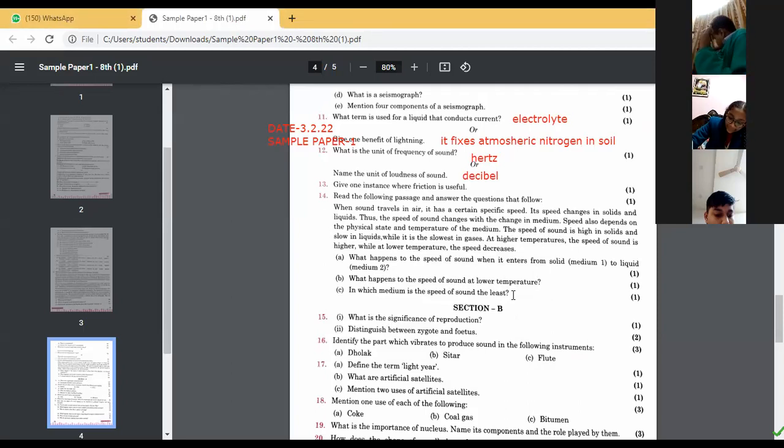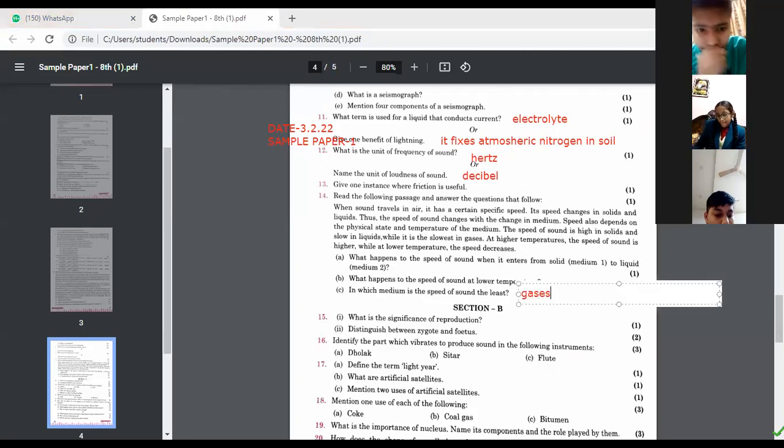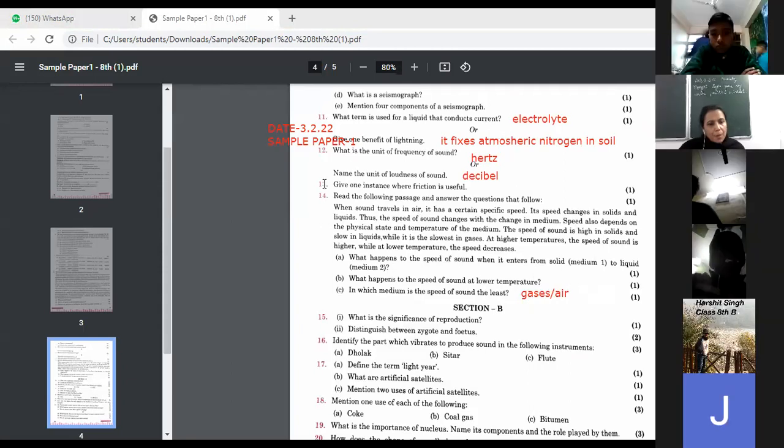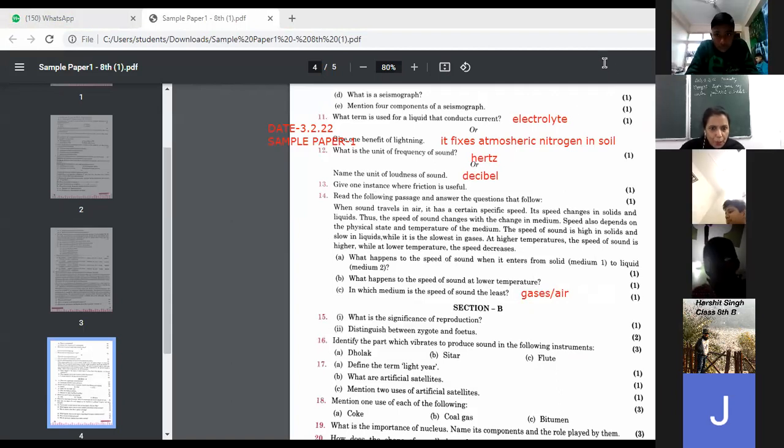In what medium is the speed of sound least? Ma'am, liquids. Ma'am, gases. Yes, it is gaseous, beta. Gases, or you may write down air. Write gases, and you can write slash air also. Okay? So the speed of sound is least there. If the question is, where will the speed of sound be maximum? Ma'am, solids. Yes, it will be maximum in solids. Good. So up to here, children. Section B will be taken tomorrow.